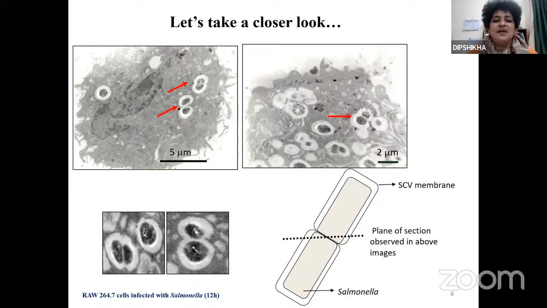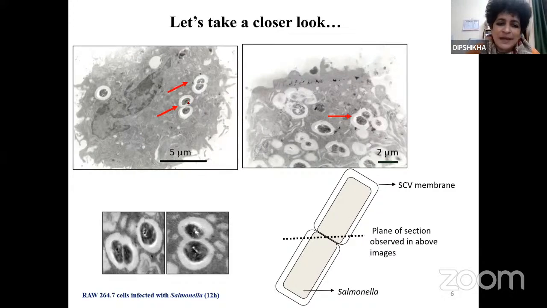What is the reason? Take a very closer look. Now, this is the macrophages. This is the transmission electron microscopy, a very difficult experiment where you infect it, then you cut the sections of the cells, you know. And then what you see here is the bacteria, which is dividing. So this black is the bacteria, and this is the vacuole, which is dividing. So the bacteria is dividing. But finally, when you end up, you end up with one bacterium per vacuole.